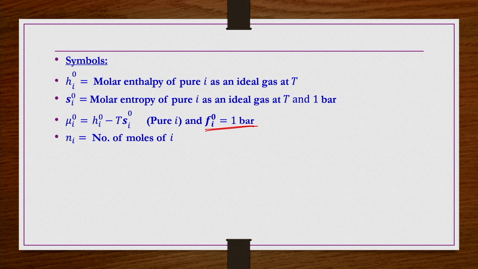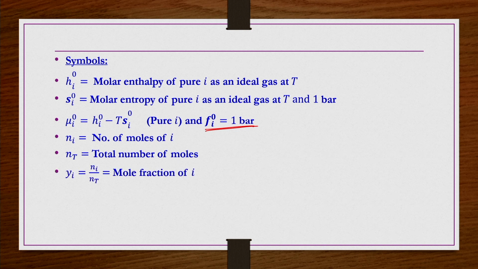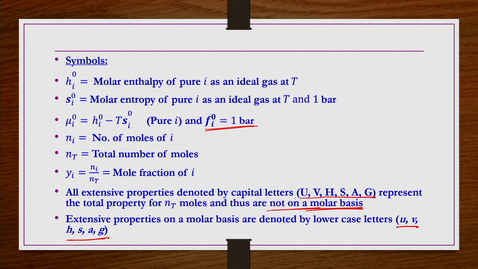Ni is nothing but the number of moles of i, Nt is nothing but the total number of moles present in the system, yi is nothing but the mole fraction of i, which is Ni by Nt. Total properties are represented by capital letters, and whatever extensive properties on a molar basis are there, they are represented by smaller letters like small u, small v, small h, etc. If we have a bar over the smaller letters, that indicates partial molar properties.